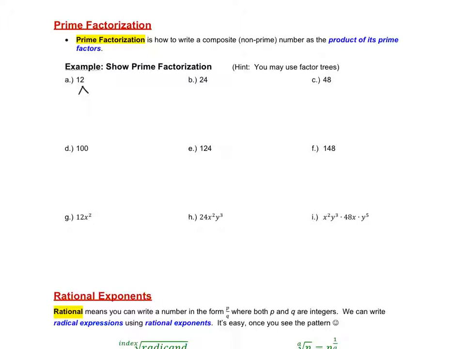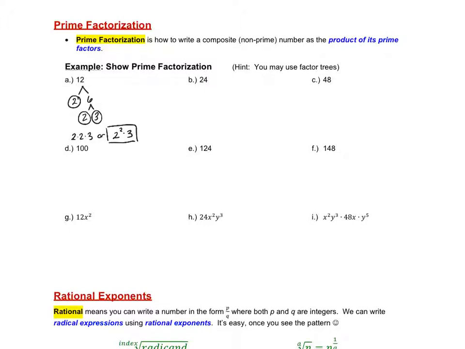So 12, I'm thinking of any two numbers that multiply to 12. 1 and 12 wouldn't help, but like 2 and 6. So then 2 is prime, circle that, and now I need to break down the 6. What multiplies to 6? 2 times 3. And this can be written out as 2 times 2 times 3, or even better, 2 squared times 3.